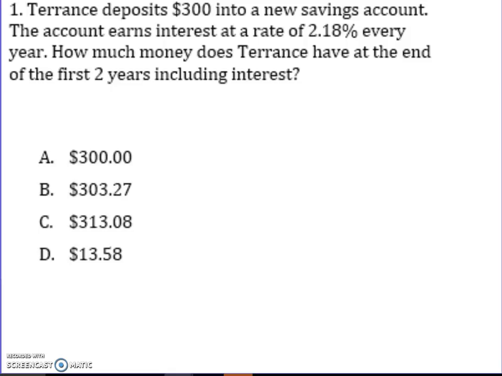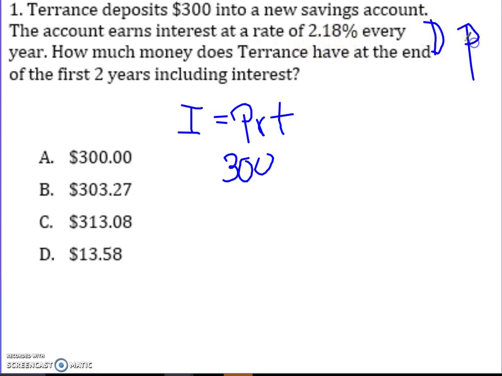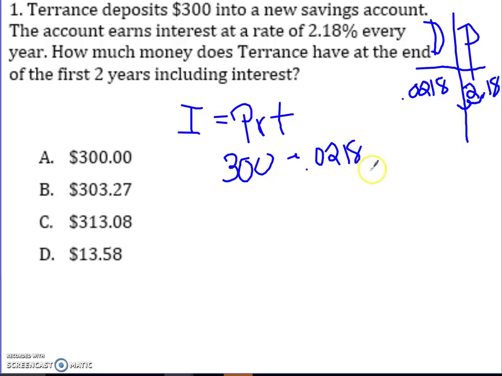We are going to use the formula I equals PRT. The principal is 300. The percentage is 2.18, but if you remember the Dr. Pepper, we take 2 hops to the left, which becomes 0.0218. So times 0.0218, and we are going to do it for 2 years.